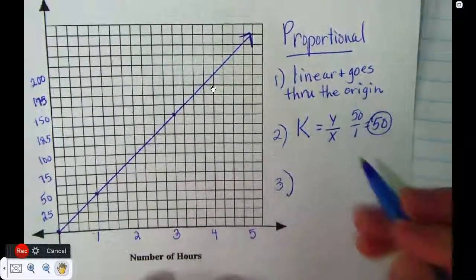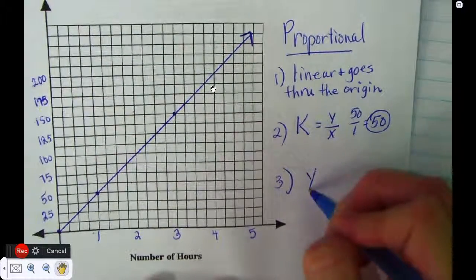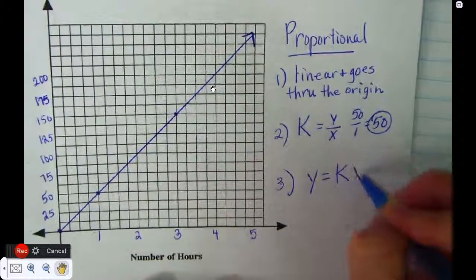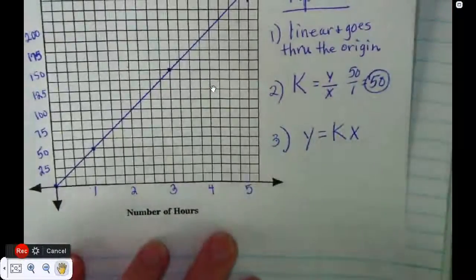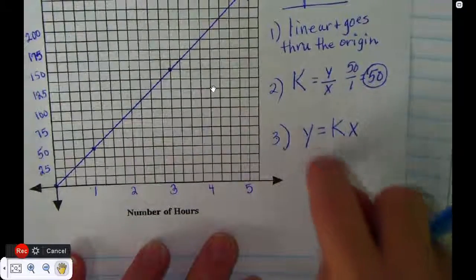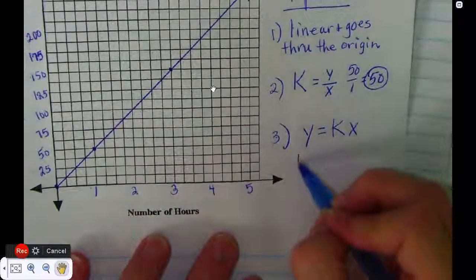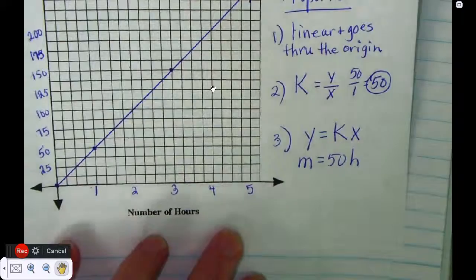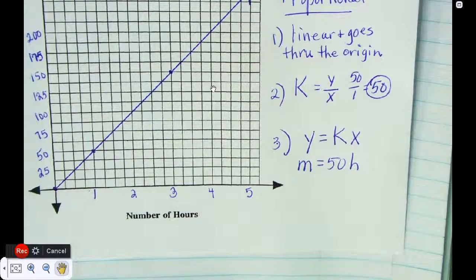And then 3, what form did we write it in? Y equals kx. We could write it in this form. We wrote m equals 50h. Guys, you know what they do sometimes? They'll give you 4 equations and say pick the one that has a proportional relationship. You have to pick the one that looks like this. Now, it might not have a y and an x. It won't have a k. You don't have a number for a k, but it'll look something like this. You have to know that that's proportional just by looking at the equation.